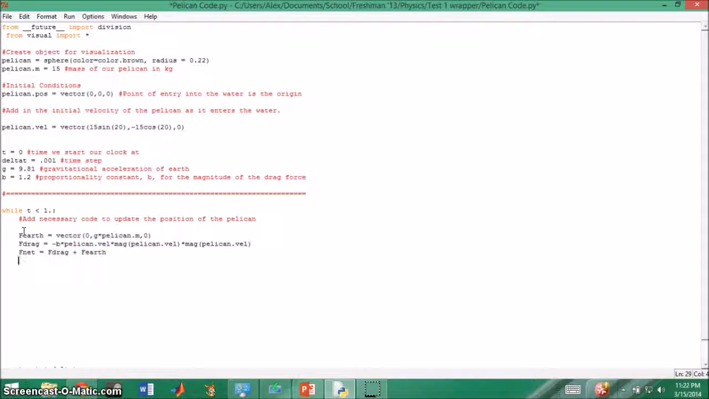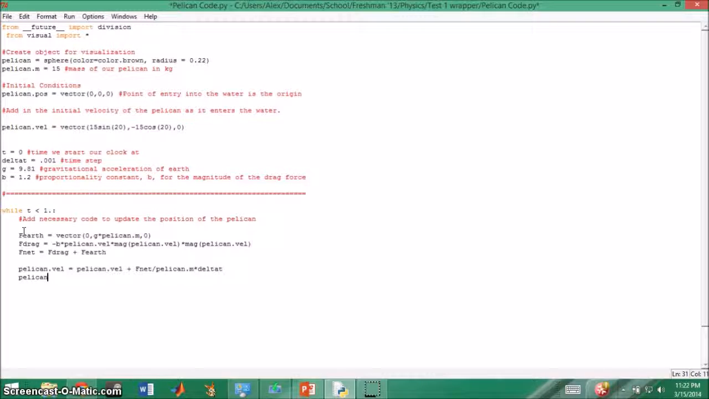So now that we have our net force, we can update the pelican's velocity by reassigning the velocity value to the old one plus our Newton's second law. You can rearrange the equation F equals ma into a equals F over m. So we're going to have F net divided by the mass of the pelican, and we're also going to multiply that value times delta t in order to update it over time.